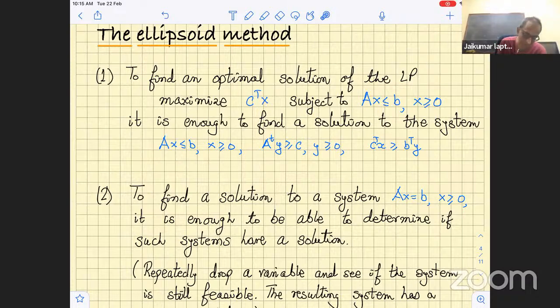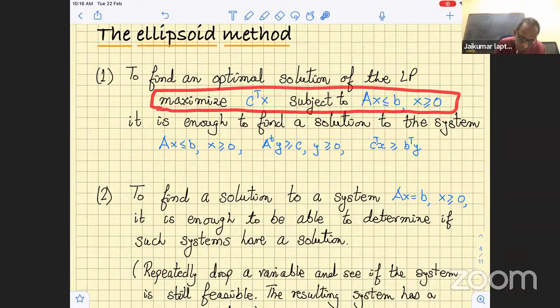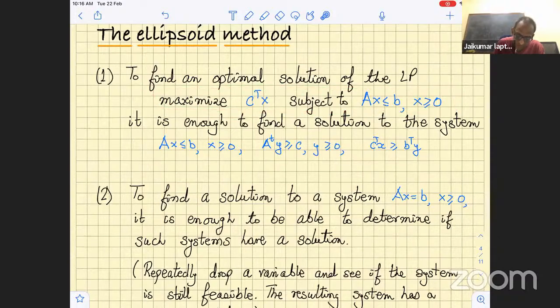Okay, so today we are going to start discussing the ellipsoid method. We have about 45 minutes, which is about what I have prepared for. Now, if you want to find the optimal solution to this LP, you can set up another LP which mixes the dual and the primal.